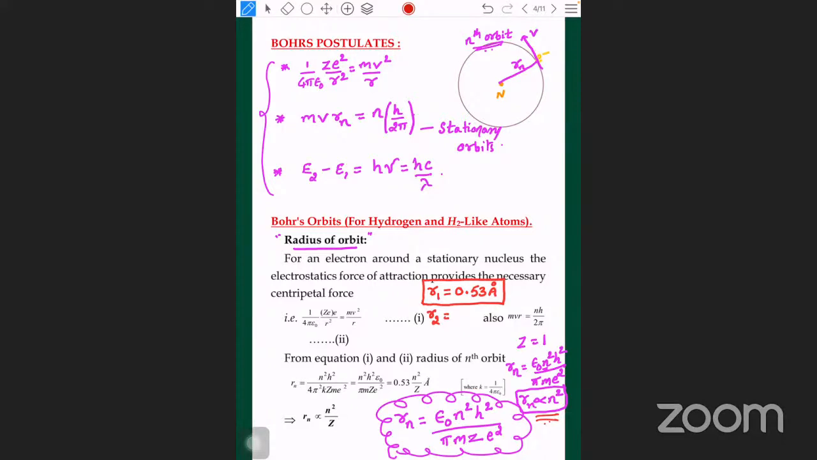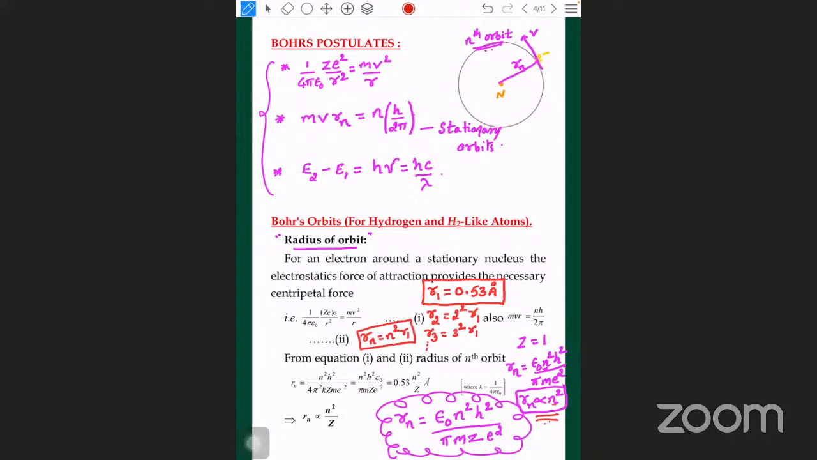If you want the radius in the second orbit, how many times do I have to multiply? 2 squared times the radius of the first orbit. What is the radius of the third orbit? 3 squared times R1. So in general, the radius of the nth orbit is n squared times R1.